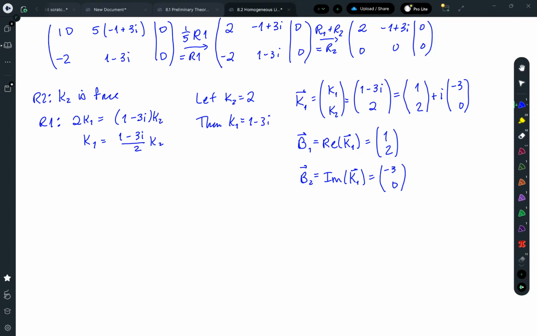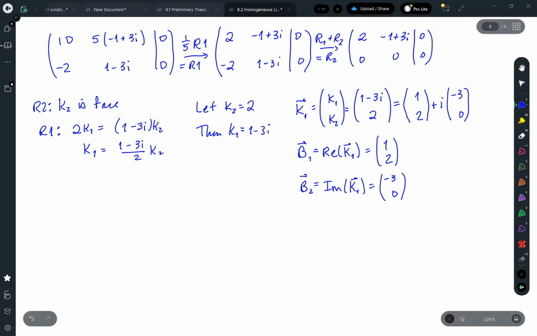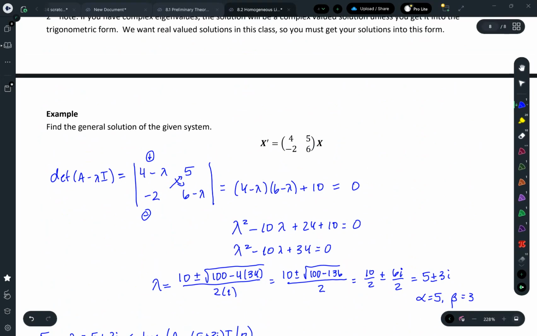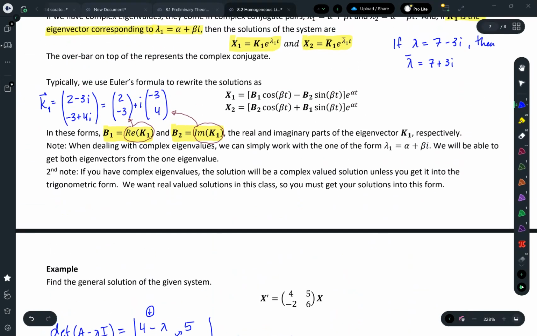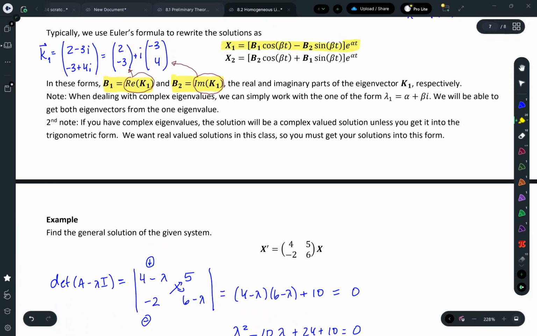Okay? So just to recall, I'm going to go back up real quick. X1, we have the e to the alpha t on the outside, and then we have b1 cosine of beta t minus b2 sine of beta t. X2, again, we have the e to the alpha t on the outside, and then we have b2 cosine of beta t plus b1 sine of beta t. Okay, I give those on a formula sheet. I'm not expecting you to memorize those, but you do need to know how to find b1 and b2.